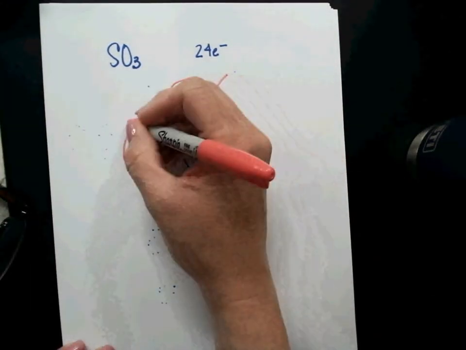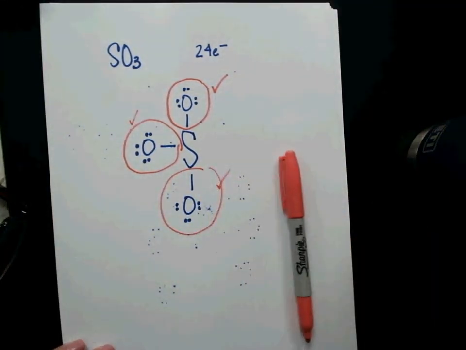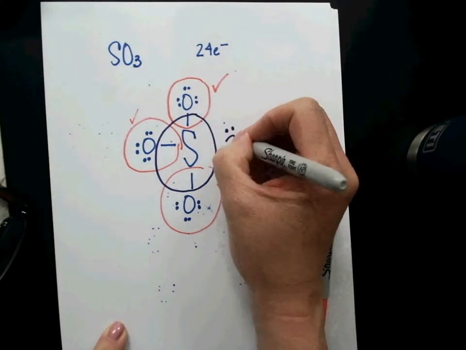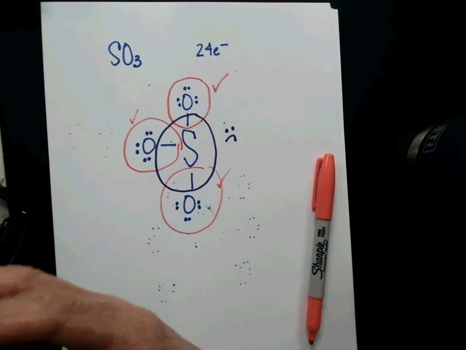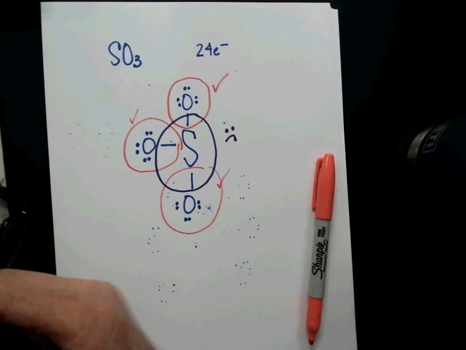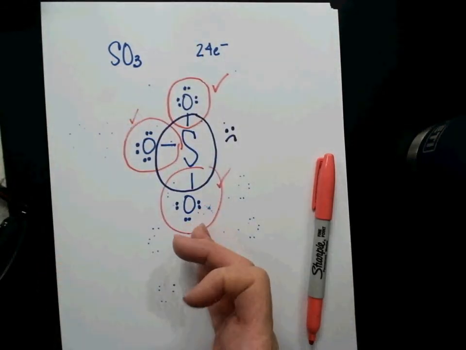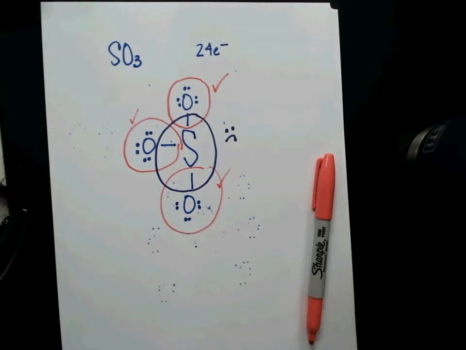check, I've got an octet. If I look here, I've got an octet. If I look here, I've got an octet. But if I look at my sulfur, sulfur sad. No octet. Now, I can't just put 2 more electrons in there because I don't have them. What I can do though, remember we're sharing, I can take a pair from any of these octets and make it a shared bond.